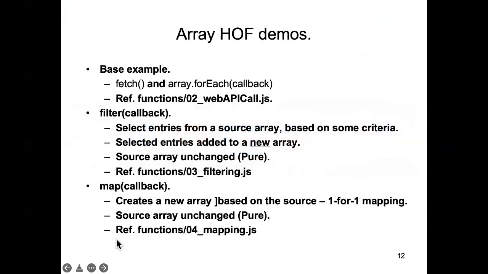Next is the map higher order function. Now what map does is it takes your source array and it generates an output array, and there's a one-to-one correspondence in terms of number of entries in the output array, and each entry in the output array is computed from its corresponding entry in the input array, and that computation is dictated by the callback that you pass to the map method. So if I've got 10 entries in my source array, there's going to be 10 entries in the output array generated by map. The first entry in the output array is computed from the first entry in the input array, and so on and so forth.